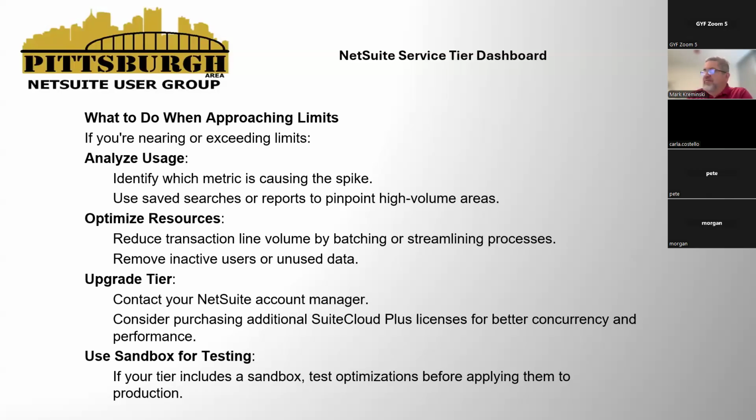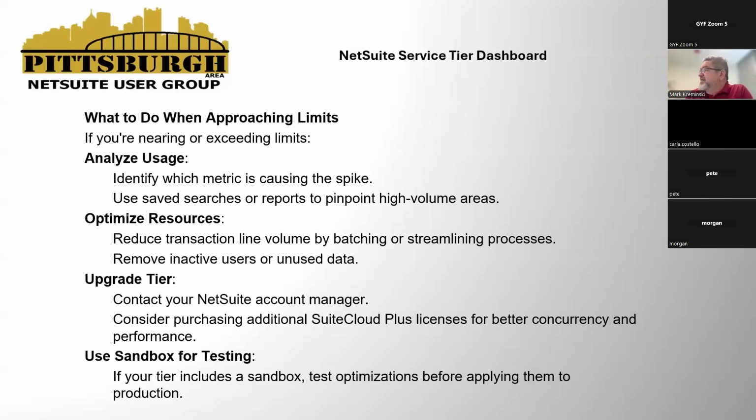So analyze the usage, depending on which metric you're looking at. For example, if you're at 99 users and your limit is 100, that's when you can start looking at it and say, okay, are there extra users in the system that we've left active and just haven't shut off for some reason? Are there duplicate users? Do all of these users need a full access user license? In a lot of cases that may not be the case. You might not need all of those full access users.